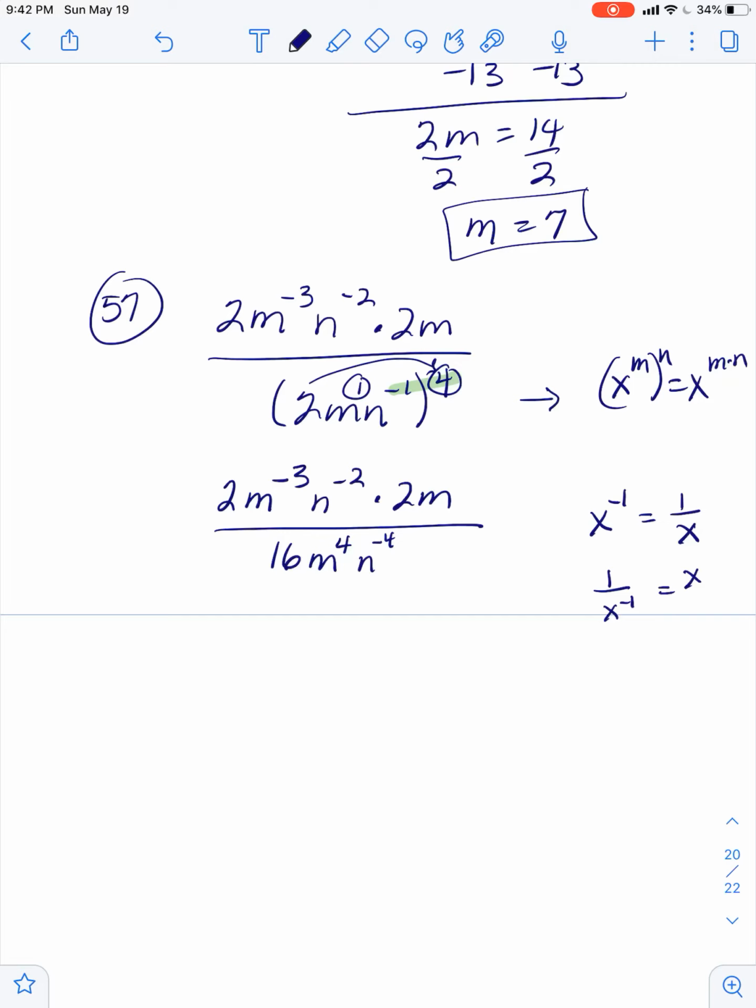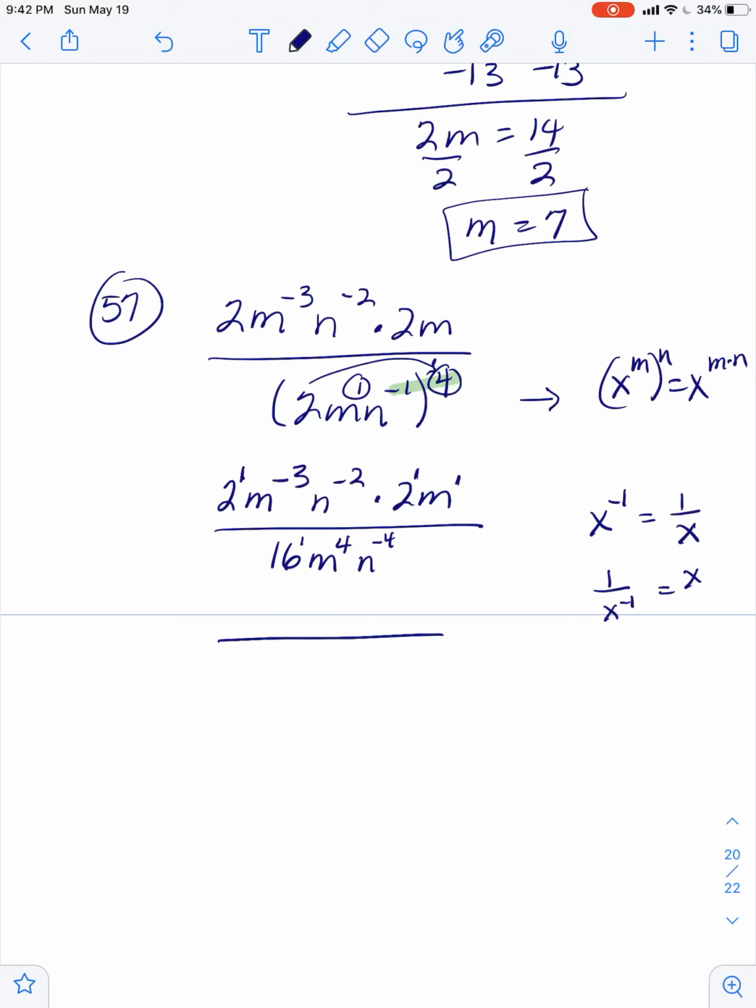So basically, if it is negative in the numerator, I take it to the denominator. If it's negative in the denominator, I take it to the numerator. So we're just going to kind of flip it over the bar. So here, if you need to, go ahead and put powers on everything.